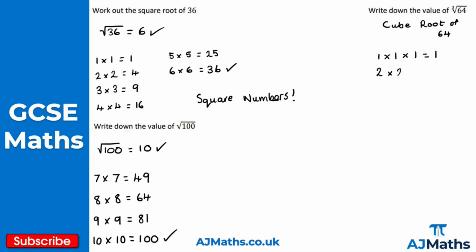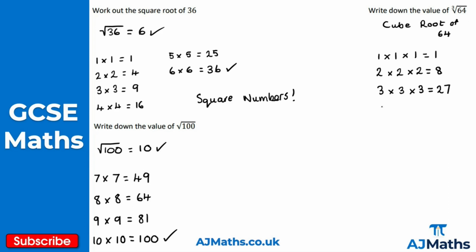So 2 times by 2 times by 2 again. Well, this would give us 2 times 2, which is 4, times it by 2, that is 8. Let's keep going. 3 times by 3 times by 3. Well, 3 times 3 is 9. Times that by 3, that would give me 27. Okay, so it's not 3, we need 64.